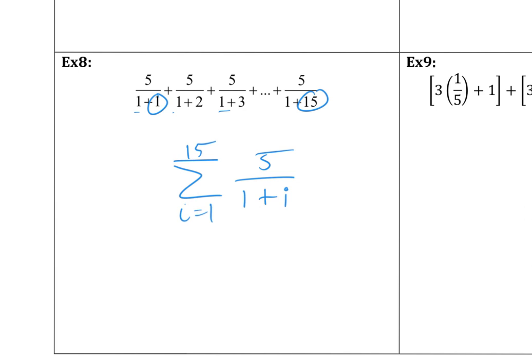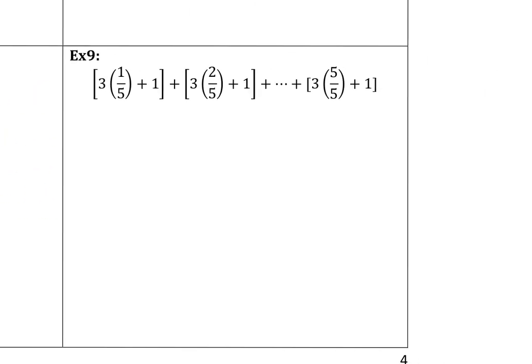We have one last example to try and get through. We have 3 times 1/5 plus 1 plus 3 times 2/5 plus 1 plus ... Again, we can see some constants here, so I'm going to go ahead and write those down. I know I have this 3 times some expression, and I know I have a plus 1 on the outside. The expression that I'm multiplying by 3 is what is changing. I have this constant of a 5, so that's not any different. And then I'm just going to put this i on top because that is, again, my value that's changing.